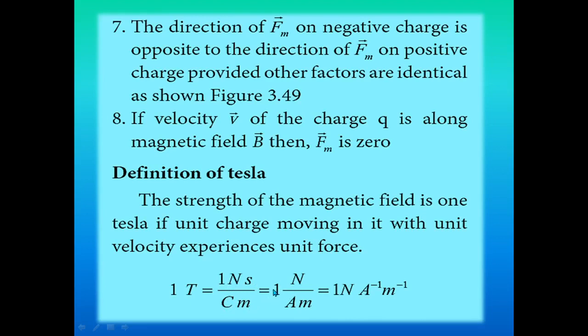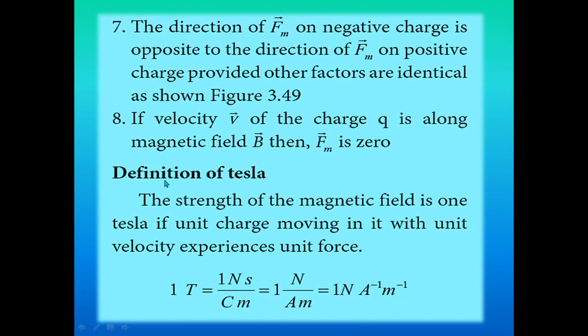1 Coulomb per second is otherwise written as 1 ampere, so what is the unit of 1 Tesla? 1 Newton per ampere per meter. So 1 Tesla is also written as 1 Newton per ampere per meter.